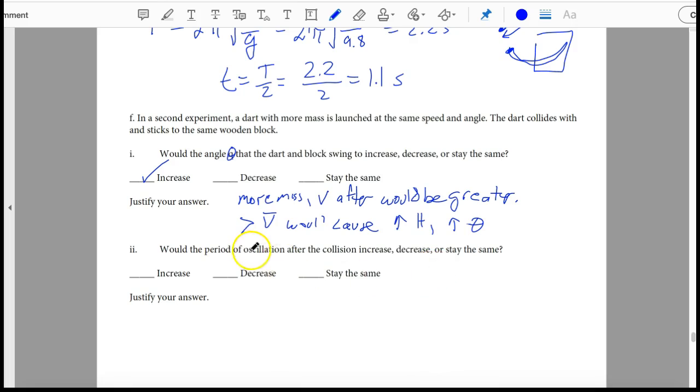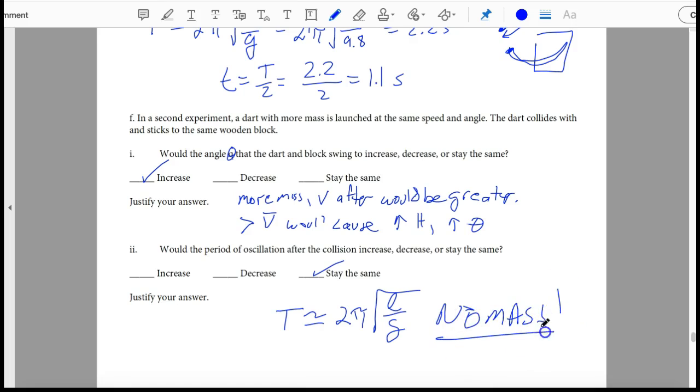For the next one, would the period of oscillation increase, decrease, or stay the same? It would stay the same, because if you think about our equation here, T is equal to 2 pi square root of L over g, and so no mass at all here in the equation, so therefore mass will not change it.